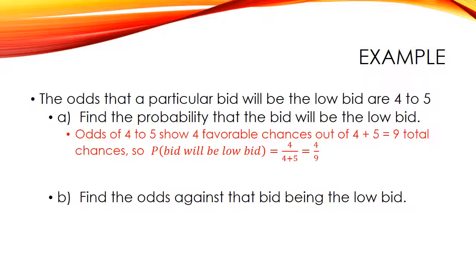For part B, find the odds against that bid being the low bid. So now this time we're finding the odds. Now we know the probability for E. Now we want to know the odds, but the odds against. So the odds in favor of E prime in this case. Pause the recording, see if you can do this, and resume the recording to check your answer.